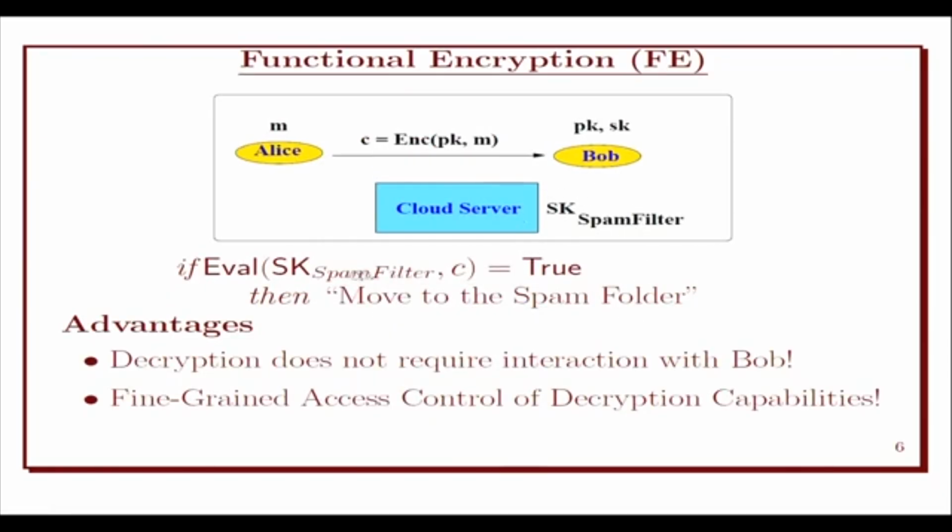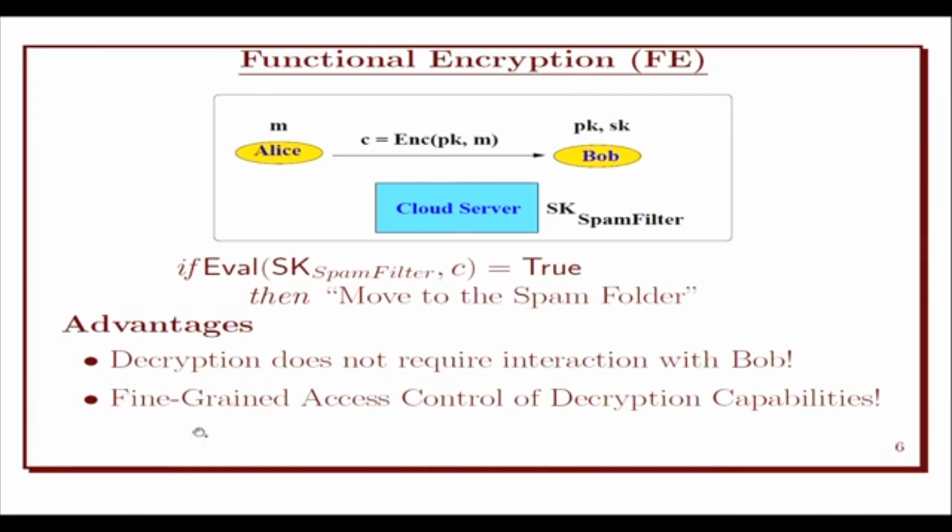Upon receiving this, once it has the secret key corresponding to the functionality spam filter, and if we have the ciphertext, then we apply the eval operation, and if it is true, then we move this to the spam folder. And the advantage of this is that decryption does not require interaction with Bob.